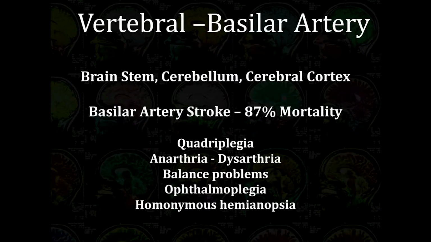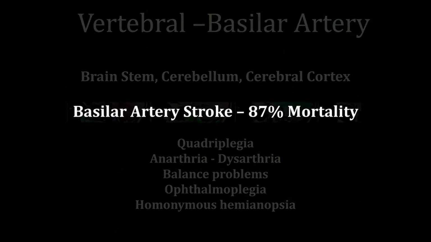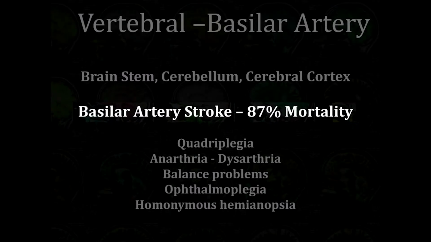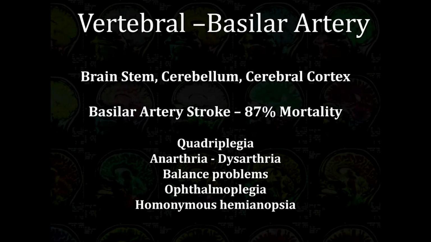When we think about the posterior circulation, really this is where we get into the brainstem, the cerebellum, the cerebral cortex. And as I alluded to when we looked at the circle of Willis, that's where you have the basilar artery. And that basilar artery is a massive vessel. Again, big embolic strokes, and these encompass 87% mortality. So very ominous when you see a basilar artery stroke.